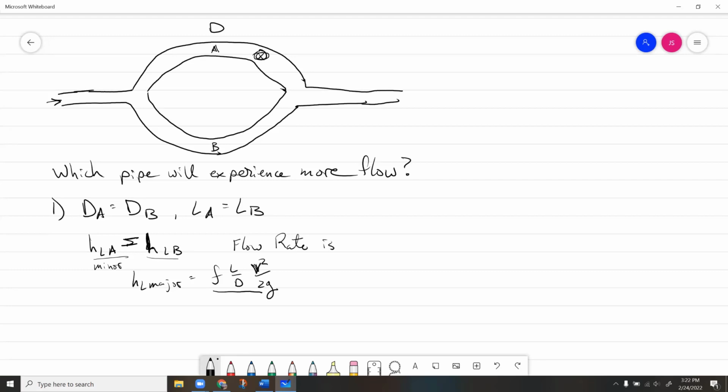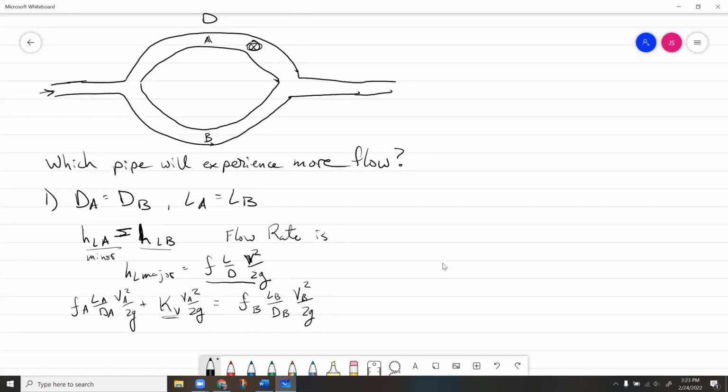We'll say FA, LA, DA, VA squared over 2g plus K valve VA squared over 2g is going to equal the major losses over here. And by writing it this way, you can see that this velocity term, which is the same across, is going to have to be smaller because we've got this additional minor loss coefficient for this equation to balance out. So that's how that plays out.